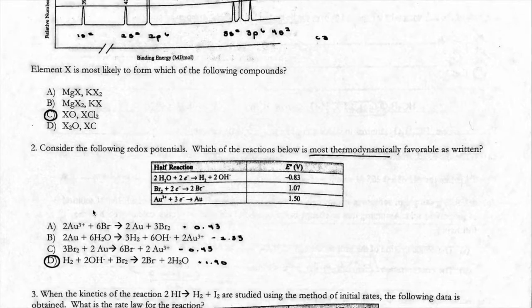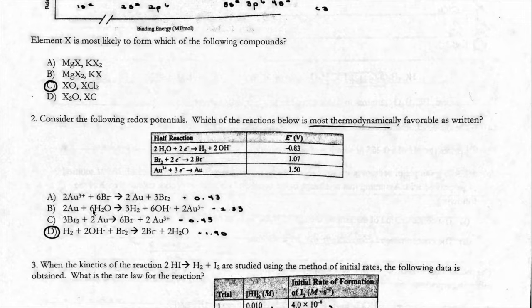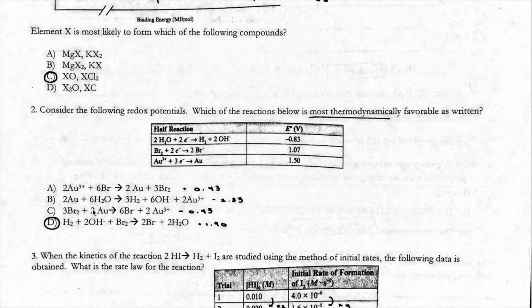Okay. In 2, it says consider the following redox potentials. Which of the reactions below is most thermodynamically favorable? That's another way of saying which of those has the most positive cell potential. What I did for each of these reactions was flip whatever reactions were necessary in order to get the reactions that you see below. So for A, you keep Au3+, this reaction right here, but then you've got to flip the Br minus, and so you would get positive 0.43.